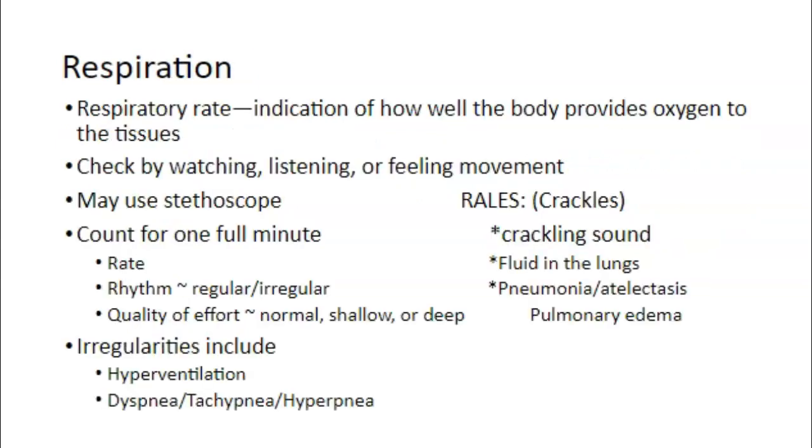Okay, so now we go to respirations, and remember they're intertwined because the cardiovascular system is so intertwined together. The respiratory rate gives us an indication of how well the body provides oxygen to the tissues. This respiratory rate does work in conjunction with the pulse ox. We're not going to be doing the pulse ox yet, but that is something that also lends to how well the body is oxygenated. It can be a little bit difficult sometimes to get respirations. It's a little easier to get the pulse once you find it, but respirations can be a little bit trickier.